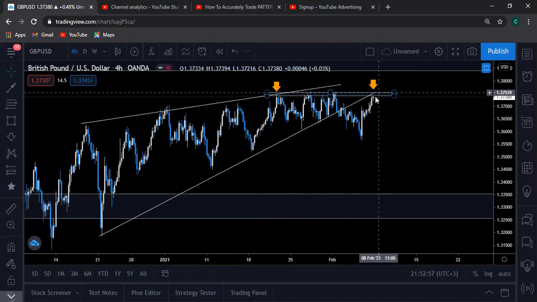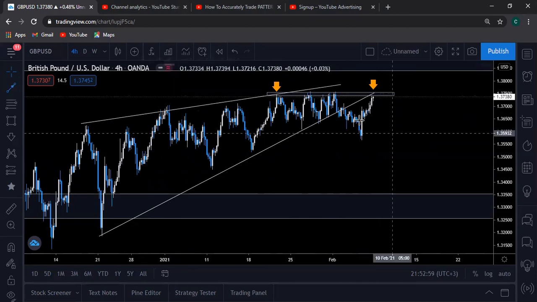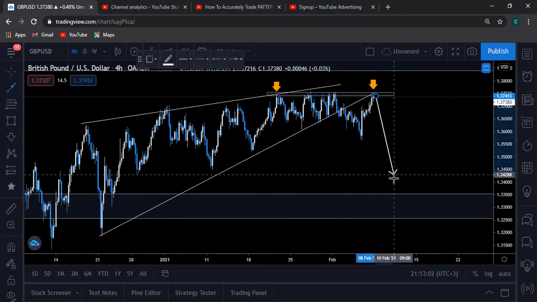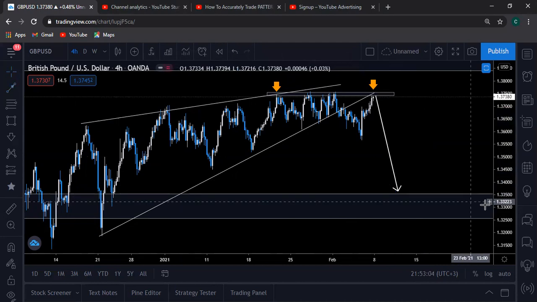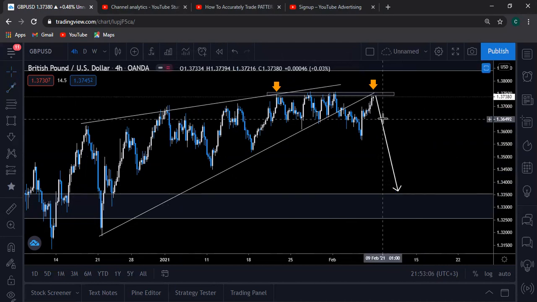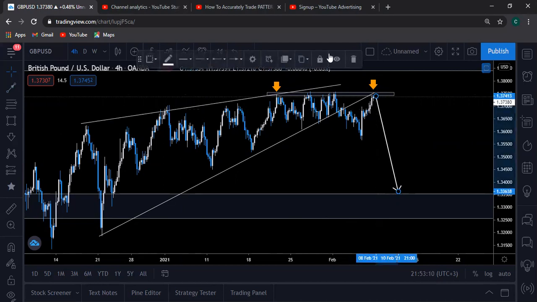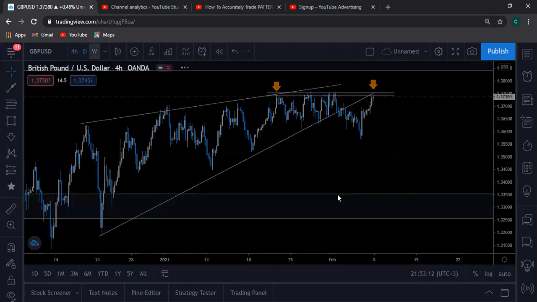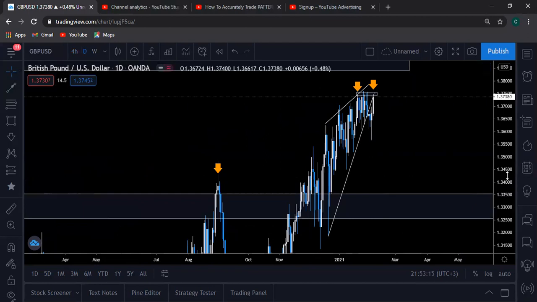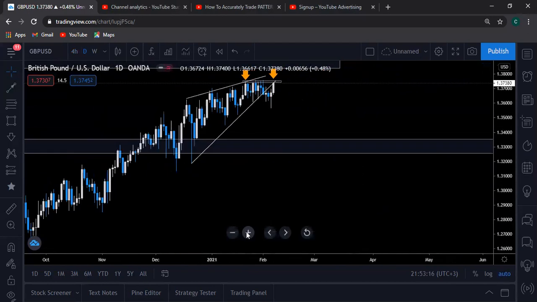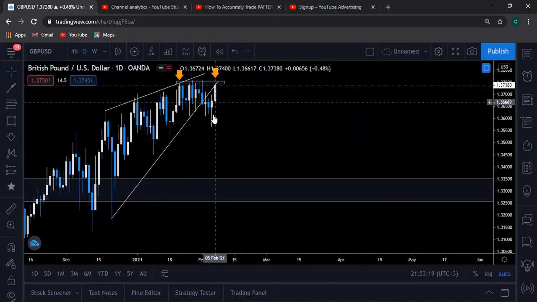So right now when prices retest it here, I'll be expecting to see prices actually push all the way down here to this market structure at around 1.335. But I wouldn't be so fast at selling this currency pair. As you can see here on Friday, on the daily time frame, prices actually closed with a very strong bullish momentum.